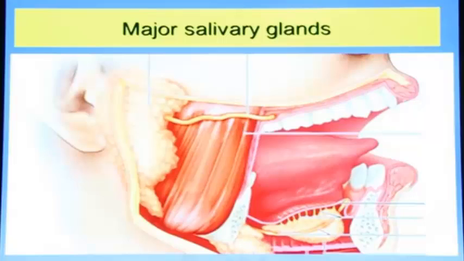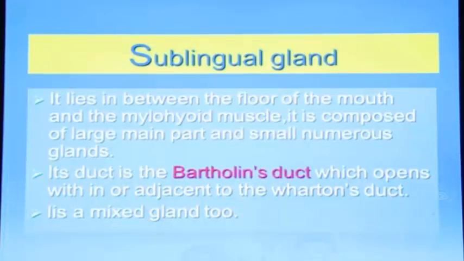This is the major salivary gland, the sublingual gland. Lingual means tongue. So it lies under the tongue, between the floor of the mouth and the mylohyoid muscle.